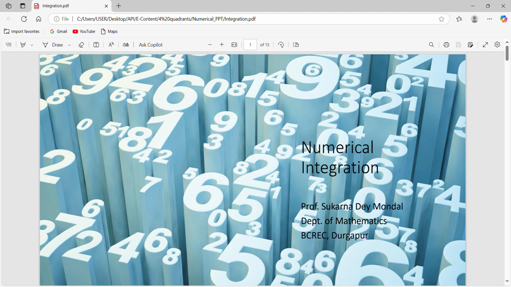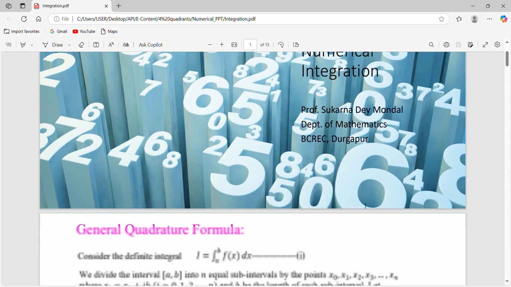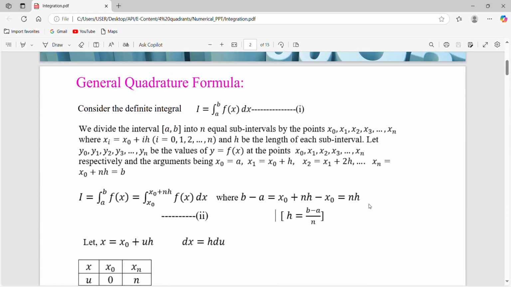Hello everyone. Today we will start numerical integration from numerical methods. So first, we will discuss two formulas. One is the trapezoidal rule, another one is Simpson's one-third rule, which are very important in numerical integration.